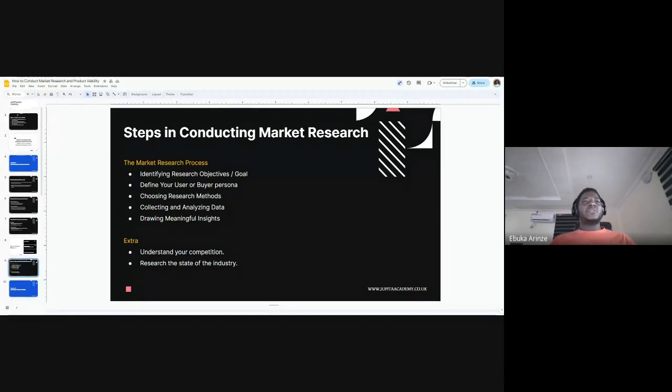So the next thing is to define your users and your buyers persona. You are solving a problem for a group of people. So if you're going to be doing research, you have to target the group of people you feel you need to solve this problem for. It's like saying, I want to sell cars. So I need to know who I'm going to sell cars to. I need to verify that selling cars is the right thing to do in the market, and that the people I'm targeting are the right people to buy this car. So you can draw out user personas.